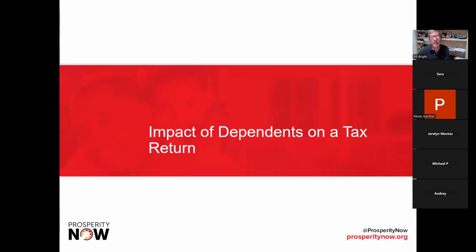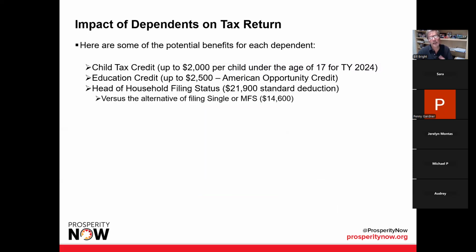Okay, impact of the dependent on a tax return. Here are some of the benefits, but these are the big ones that we see. The child tax credit is up to $2,000 per child under the age of 17 for tax year 2024. The education credit, the American Opportunity Credit, can be up to $2,500, and head of household filing status. The standard deduction goes up to $21,900, versus if they were filing single, it's only $14,600. So that alone gives you the impact of a dependent.